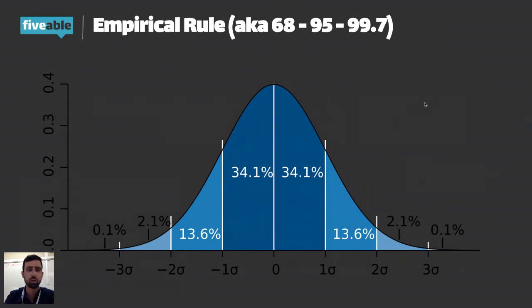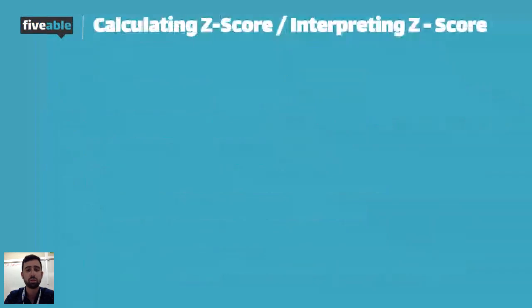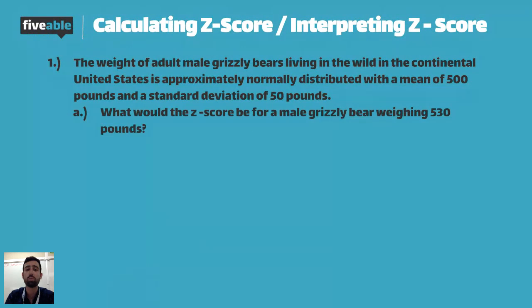Great. Now let's actually work on a z-score topic. We're going to actually calculate z-scores in our next slide. So here we go, calculating and interpreting. So here is an AP question that I changed a little bit, but it says the weight of an adult male grizzly living in the wild in the continental United States is approximately normal. So we have that normal curve with a mean of 500 and a standard deviation of 50. We want to know, what would the z-score be for a male grizzly weighing 530 pounds? So I'm going to go to my document camera so I can show you how to do this one.